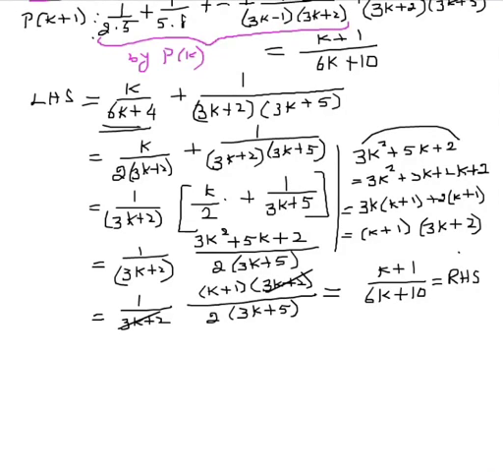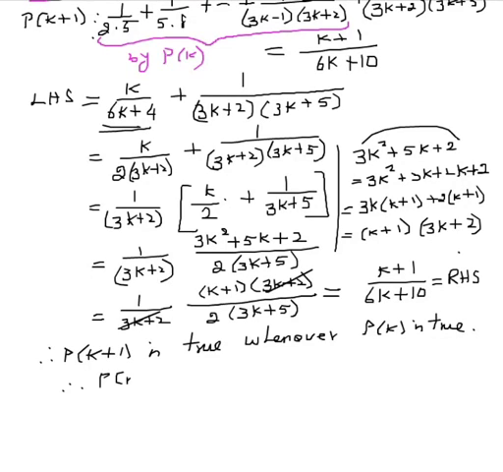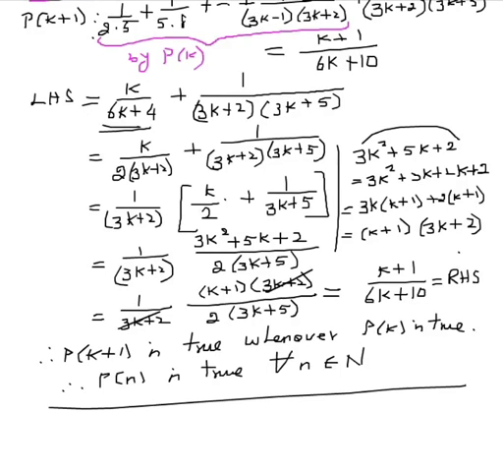Therefore, let us write the conclusion steps. P of k plus 1 is true whenever P of k is true. Therefore, P of n is true for all small n belonging to capital N.